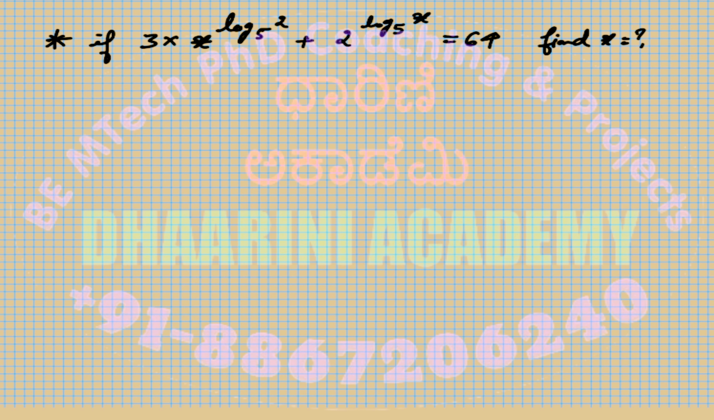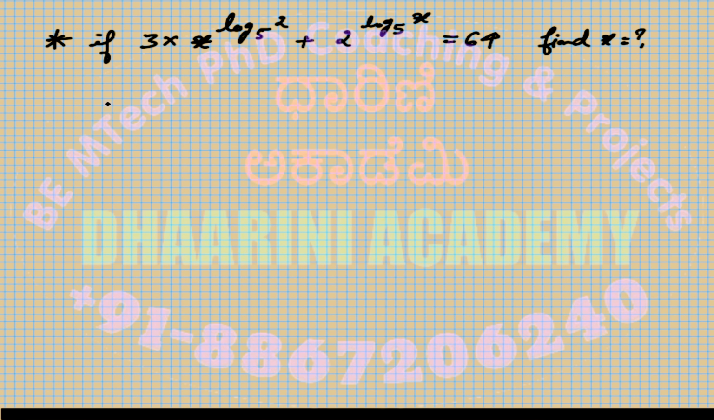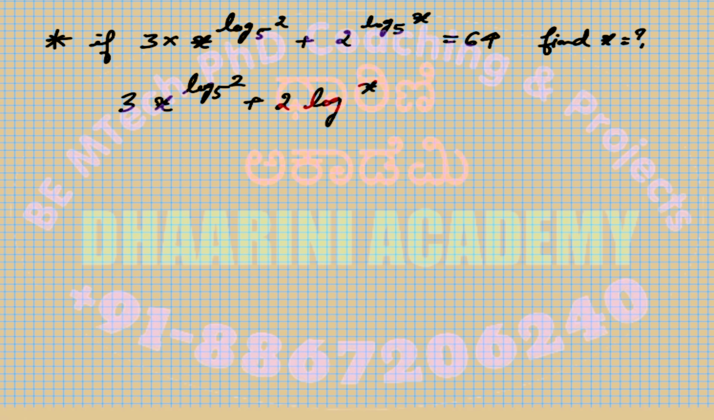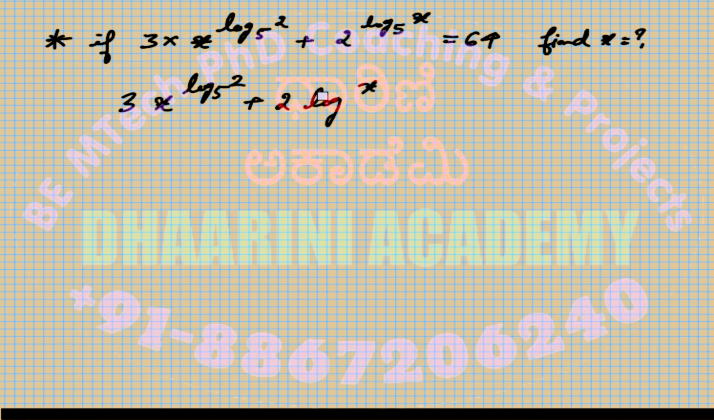All right, now we just have to use the properties, that's all. So let's start with the given equation. It says 3 times x to the power log 2 to the base 5 plus, oh, not 2 into, it is 2 to the power log x to the base 5, equal to 64.